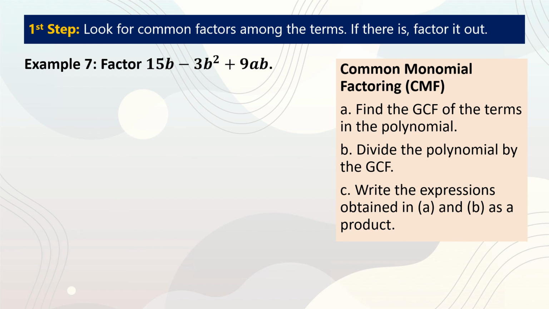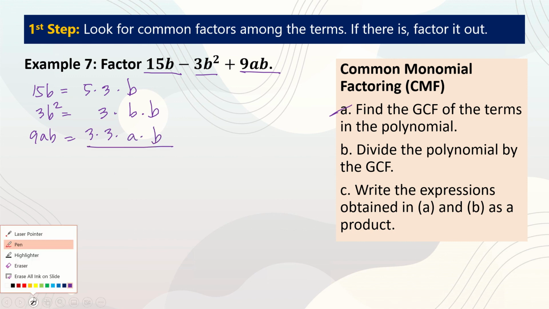Okay. Let's have example 7. Nasa example. Factor 15b minus 3b squared plus 9ab. Following first step under CMF, we have A, find the GCF, first term, second term, third term. First term is 15b. That would mean 5 times 3 times b. 3b squared is 3 times b times b. 9ab means 3 times 3 times a times b.